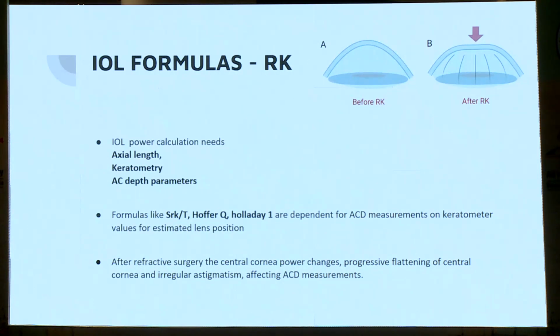As you can see in picture B over here, these are the changes that take place post RK surgery. After the refractive surgery, the central cornea power changes. There is progressive flattening of the central cornea. There is irregular astigmatism, which affects the ACD measurement and the estimated lens position.